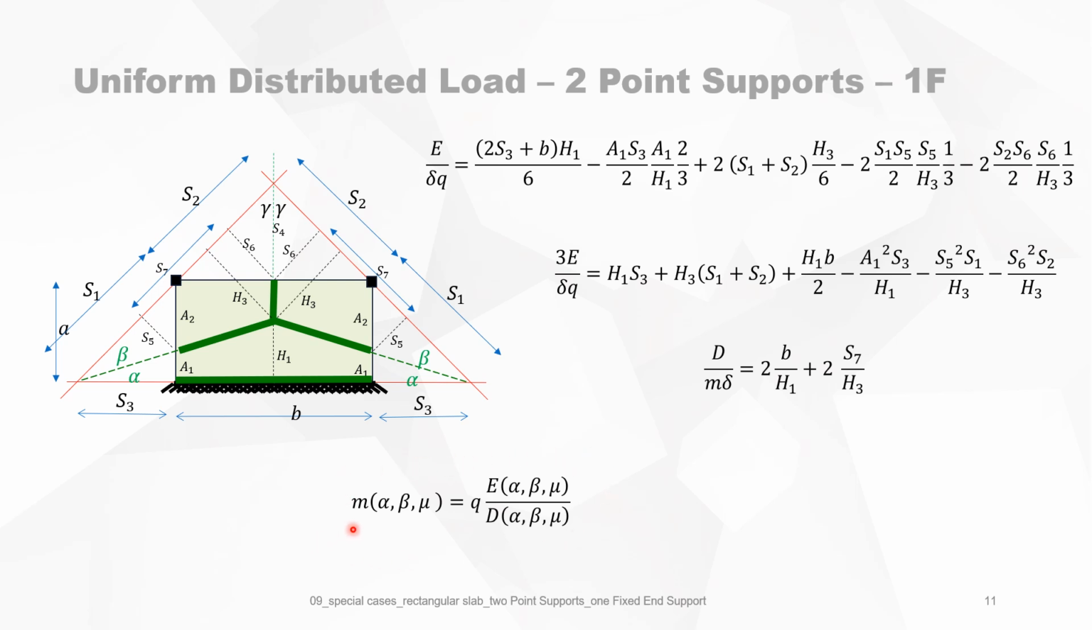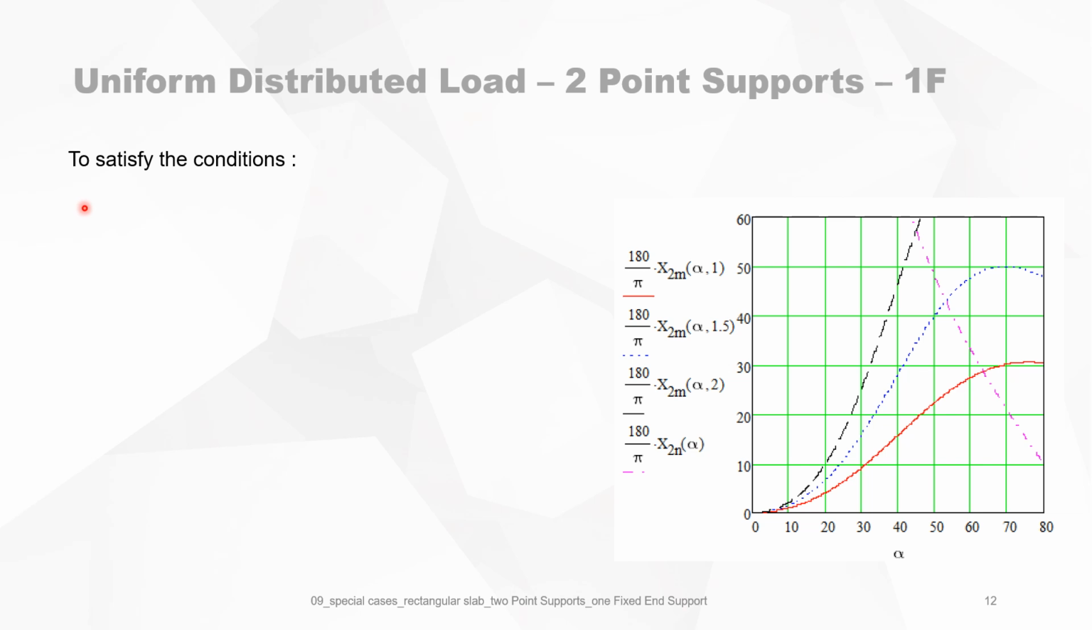So m is a function of alpha, beta, and mu, and is equal to q multiplied by E divided by D. But we have to satisfy some conditions. The first one is H1 must be smaller than A, so the intersection of the yield lines must be inside the slab, of course, and A1 must be positive. And of course, alpha plus beta must be smaller than 90 degrees.